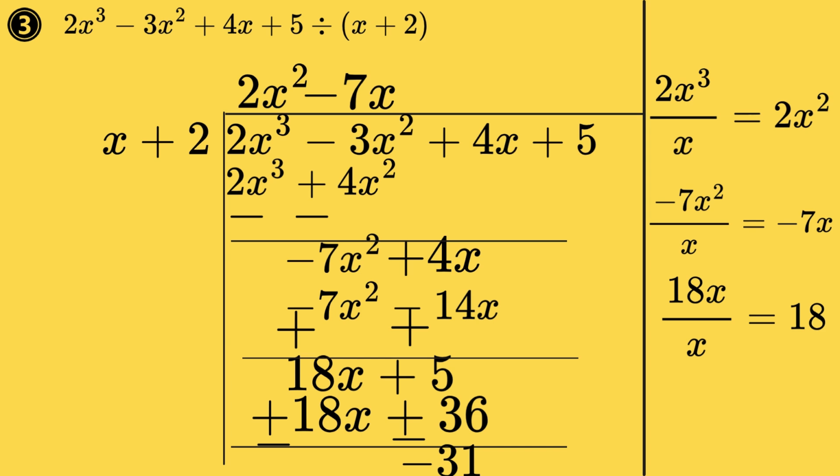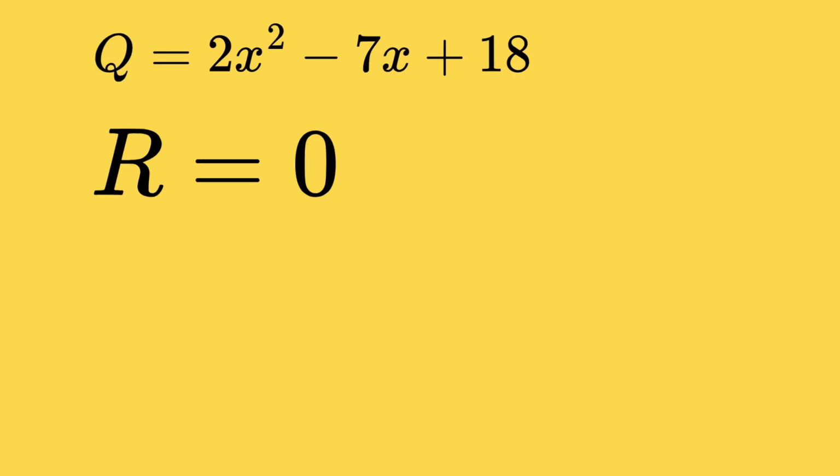And then we will put that as the last term of our quotient, plus 18, and multiply it by 2 to give us plus 36. Meanwhile, we'll bring down the last term of the dividend, plus 5. And then we will subtract plus 36 from plus 5, which will give us minus 31. Therefore, our quotient is 2x square minus 7x plus 18, and our remainder is minus 31.